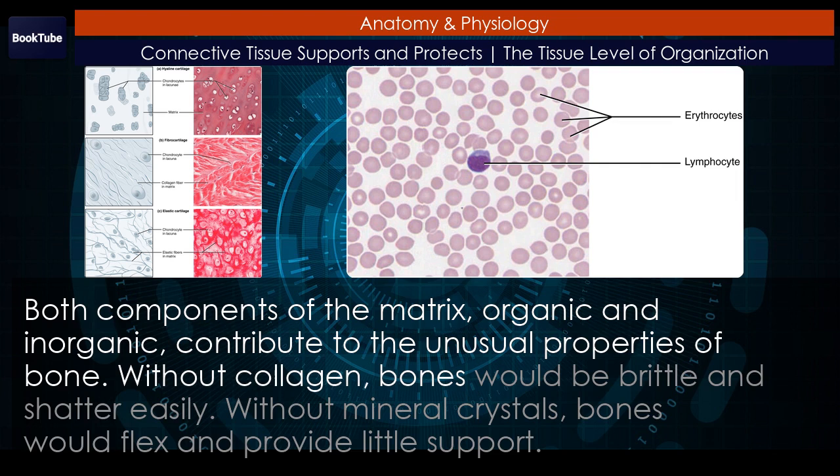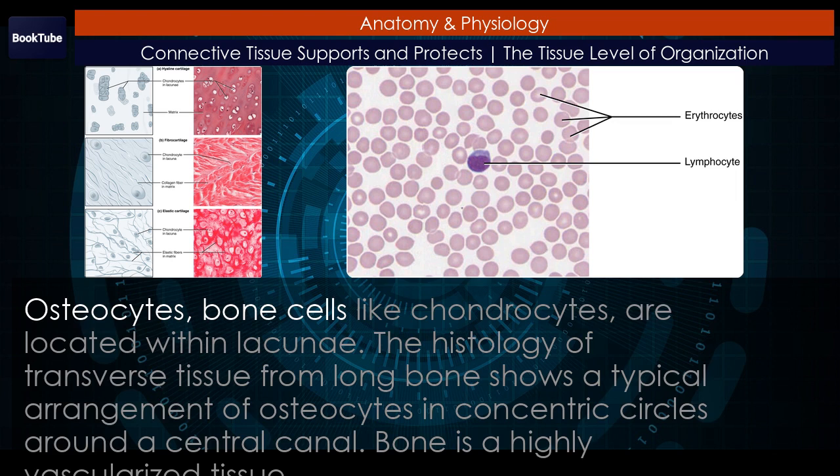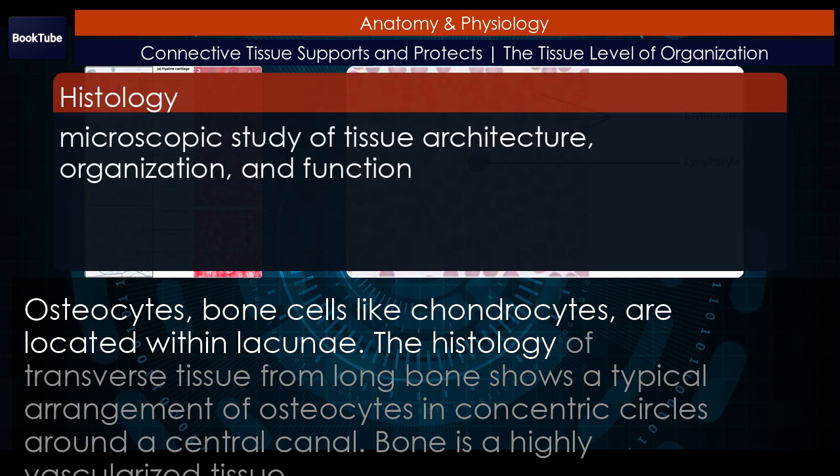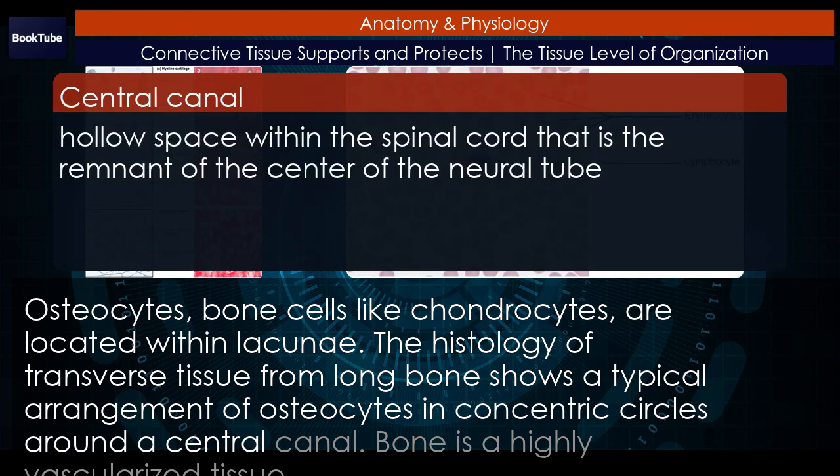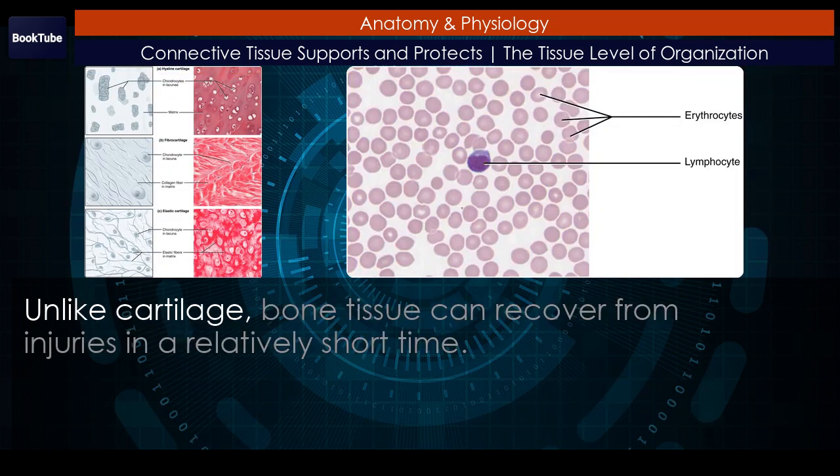Without collagen, bones would be brittle and shatter easily. Without mineral crystals, bones would flex and provide little support. Osteocytes, bone cells like chondrocytes, are located within lacunae. The histology of transverse tissue from long bone shows a typical arrangement of osteocytes in concentric circles around a central canal. Bone is a highly vascularized tissue. Unlike cartilage, bone tissue can recover from injuries in a relatively short time.